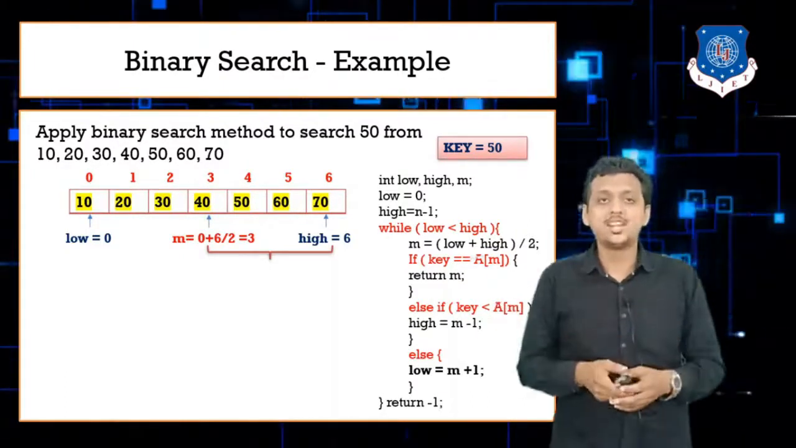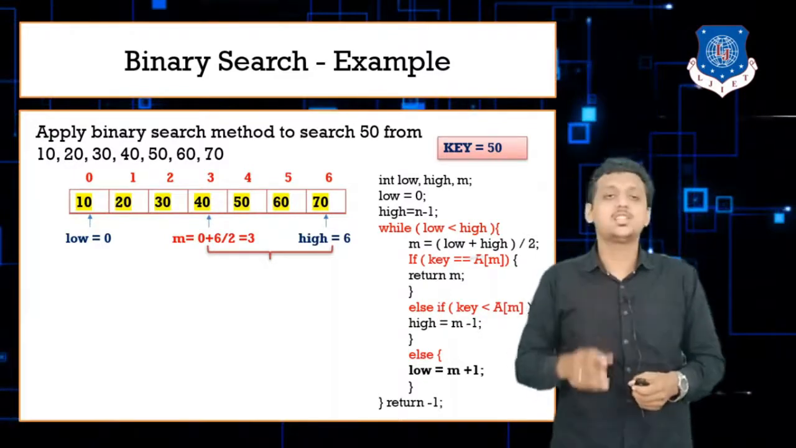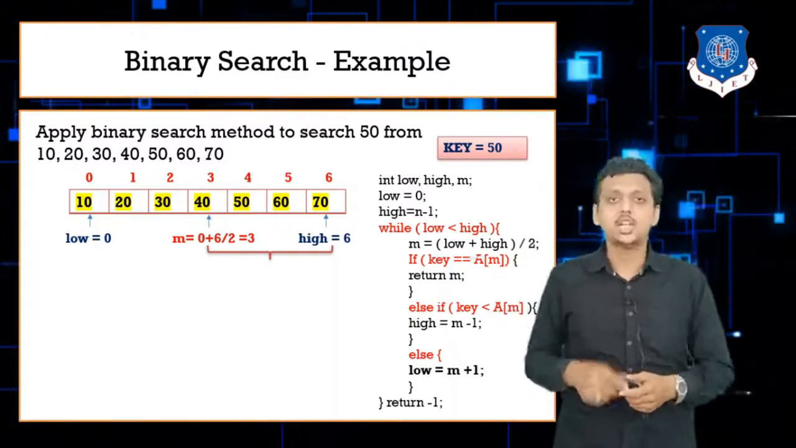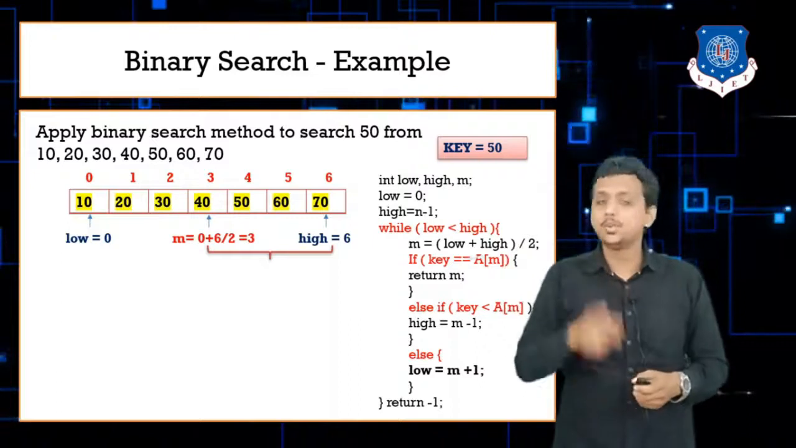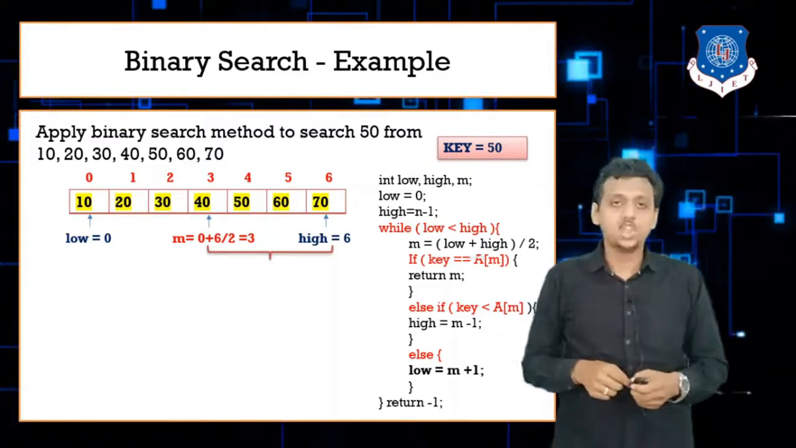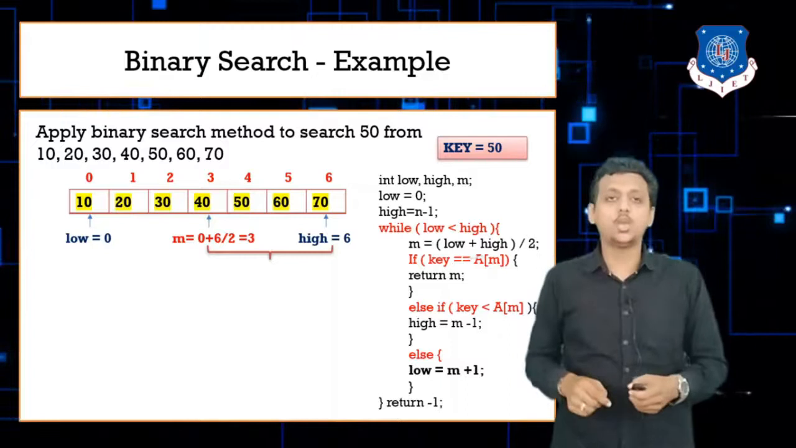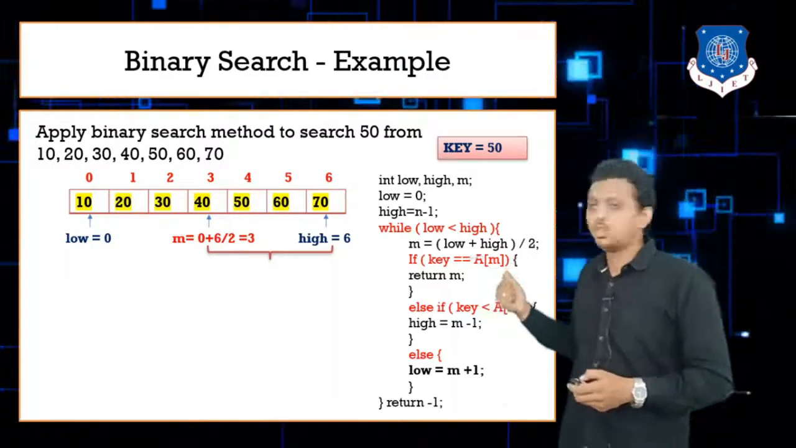So here the low is at 0, high is 6, condition satisfied. So go inside the function. M is equal to low plus high by 2, that becomes 3. Now search your key value. Key is equal to a of m. See students, here key is equal to a of m.